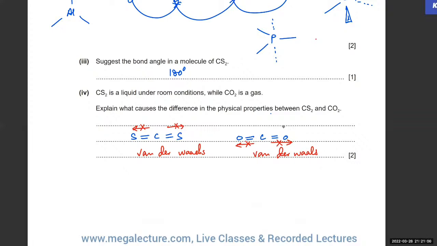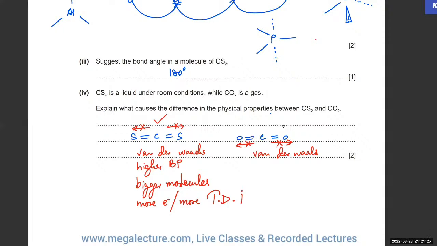So why is this a liquid? It has a higher boiling point. Why does it have a higher boiling point? Because it's got stronger van der Waals forces. Bigger molecules have more electrons. They have more electrons, because of which they have more temporary dipoles, instantaneous dipoles, or induced dipoles. So you're going to write about this. Is this clear? Is this clear?